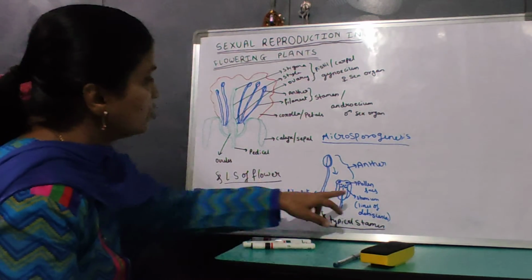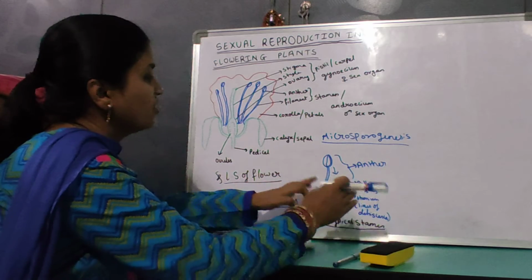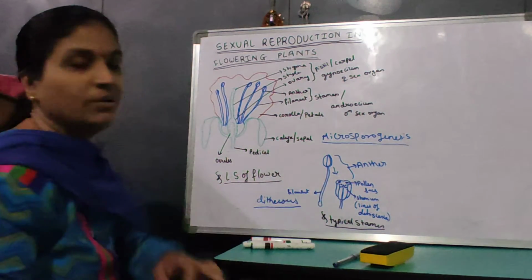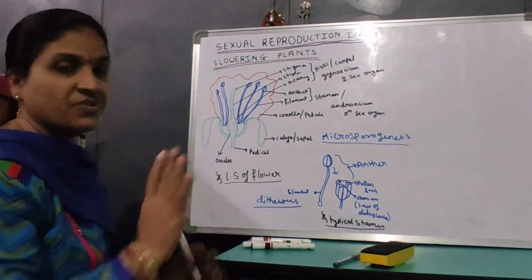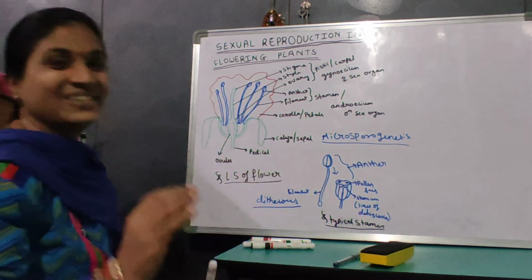And these are the stomium where the dehiscence of this particular anther takes place and all the pollen grains will be released. So in detail we are going to study about this transverse section of anther.